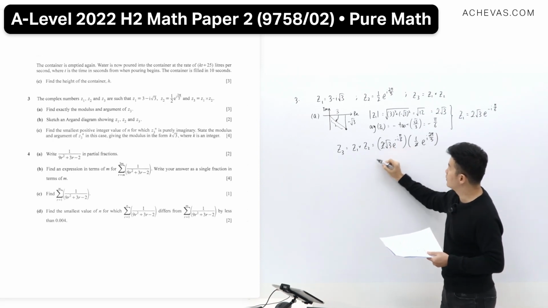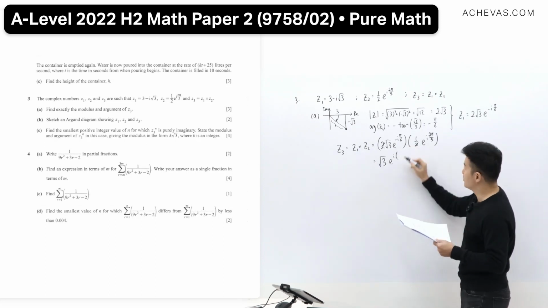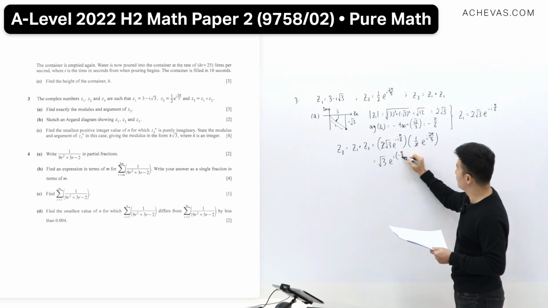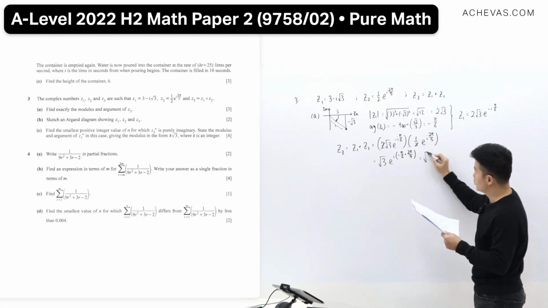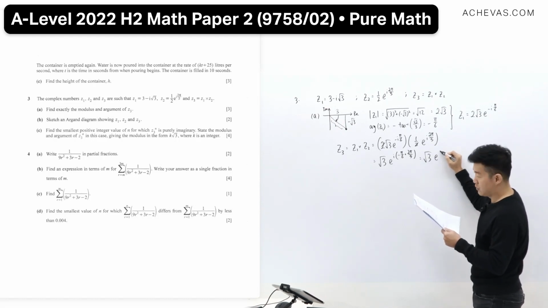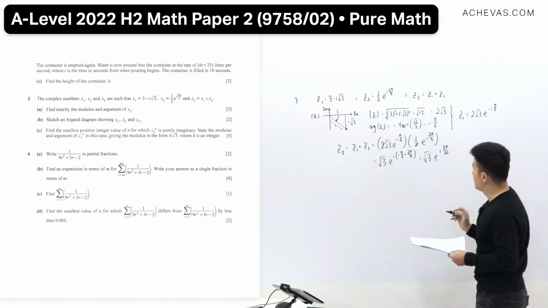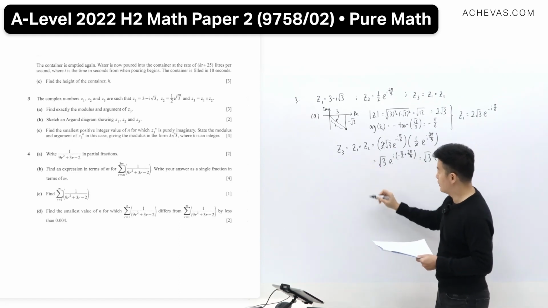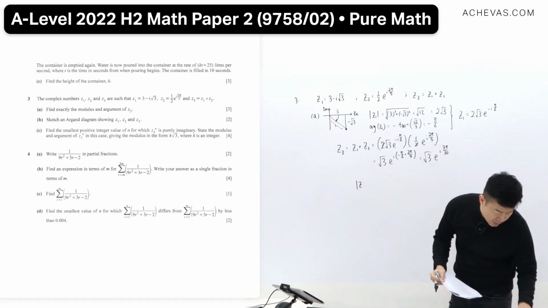So this 2 and this 2 can be cancelled. We are going to be left with a square root of 3 here. And for the power of e, it is going to be i of minus pi over 6 plus 2 pi over 5, which will be giving us square root of 3 e to the power of i 7 pi over 30.